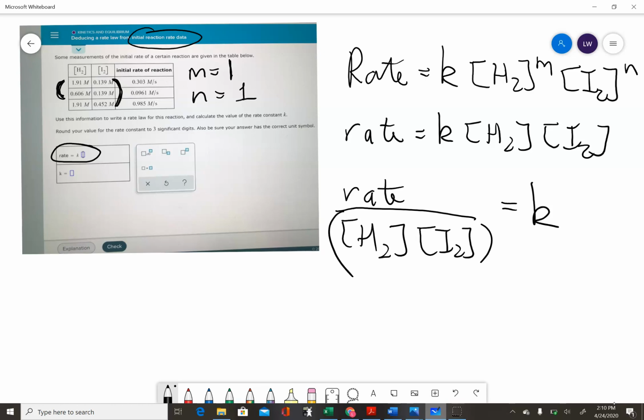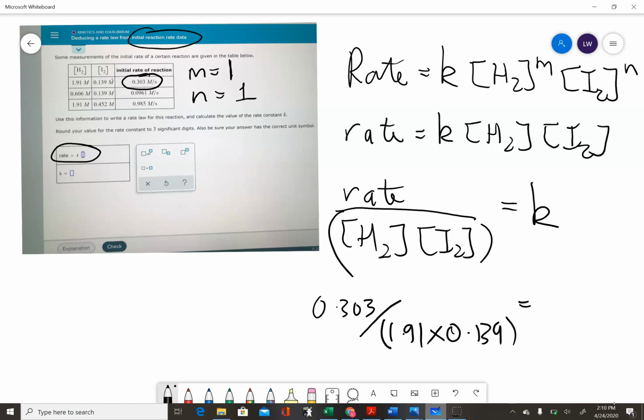You can pick any experiment to calculate this, but my recommendation is I normally do the first experiment. Don't know why. So it's going to be 0.303 divided by 1.91 times 0.139. That'll give me my k. And I put that into my calculator. I'm not going to round at all. It's obviously going to be 3 sig figs that I want here. 0.303 divided by 1.91 times 0.139. And I got my k, 1.14 to 3 sig figs.